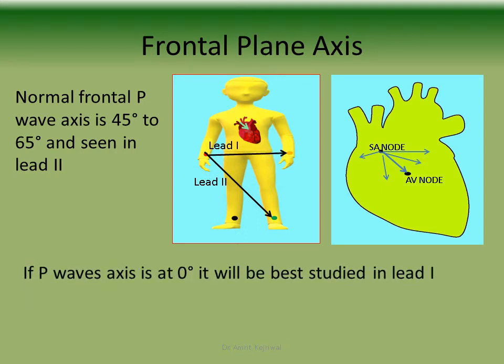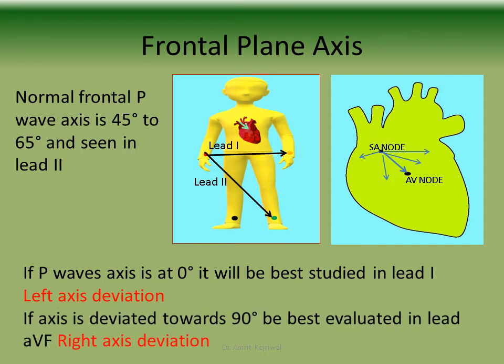In lead 1, if the P wave axis is at 0 degrees, it will be best studied in lead 1 and it is called left axis deviation. If the axis is deviated towards 90 degrees, it will be best evaluated in lead AVF and it is called right axis deviation. How to calculate the axis, I will discuss in a subsequent video.